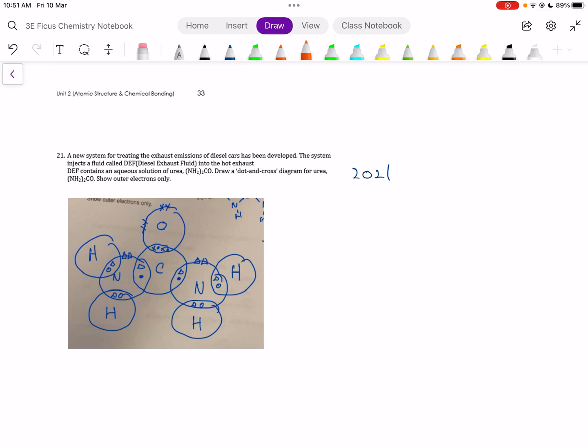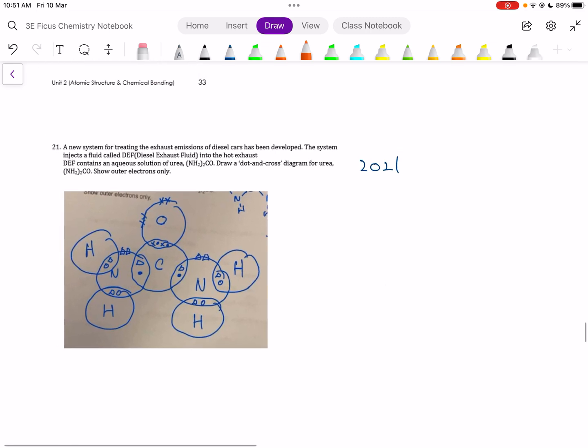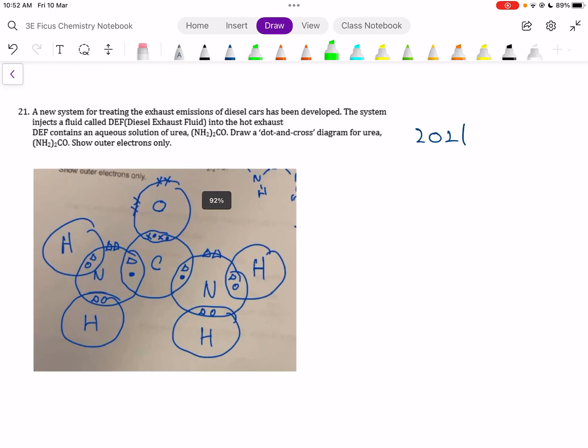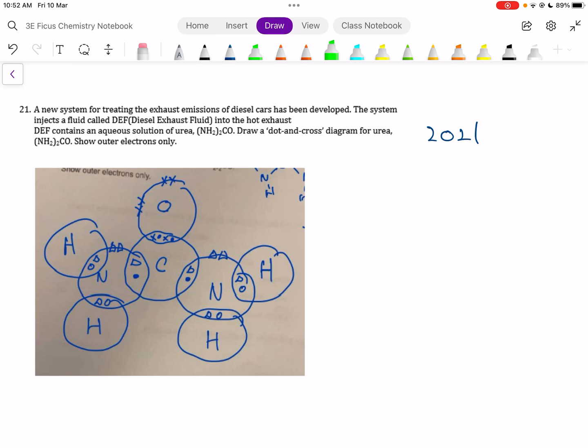Alright. Okay, so let's take a look at this very tough, I would say, dot and cross diagram for urea. In fact, how I came up with this, you are told certain things. For example, a new system for treating exhaust emission of diesel cars has been developed. They inject a fluid called DEF, diesel exhaust fluid, into it. It contains this thing called urea. You are asked to draw the dot and cross diagram. Wow, so many atoms, right?